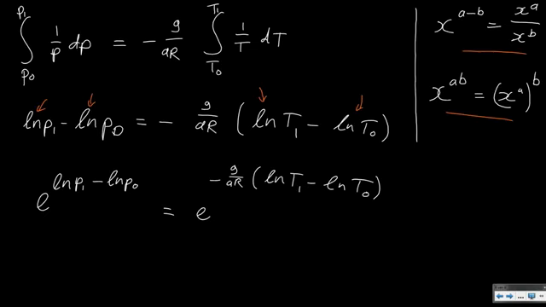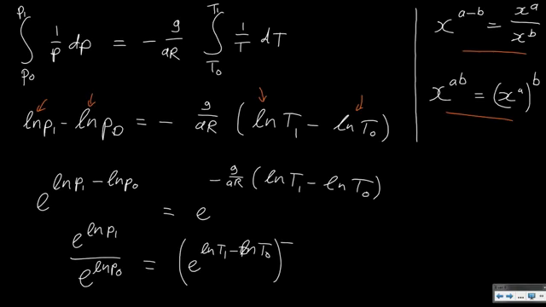And these two tricks are what we will use to make this equation even simpler. So minus means dividing, so this is the same as e to the power ln p1 divided by ln p0, which is the same as e to the power ln t1 minus ln t0. Still readable? No, barely, but sufficiently. Raised to the power minus g divided by AR. Now this we can really simplify.